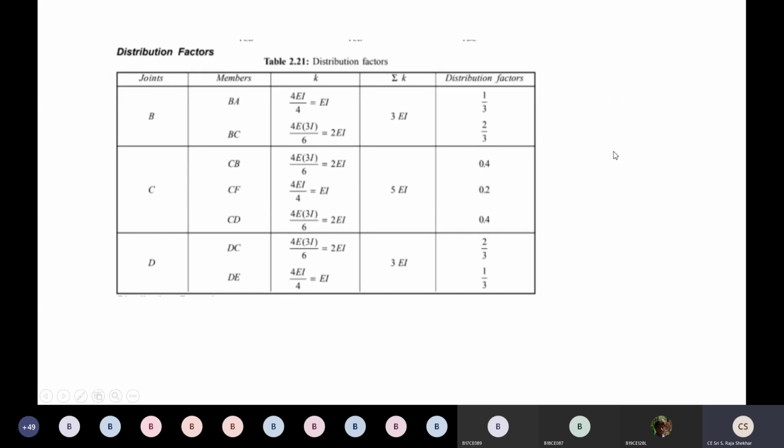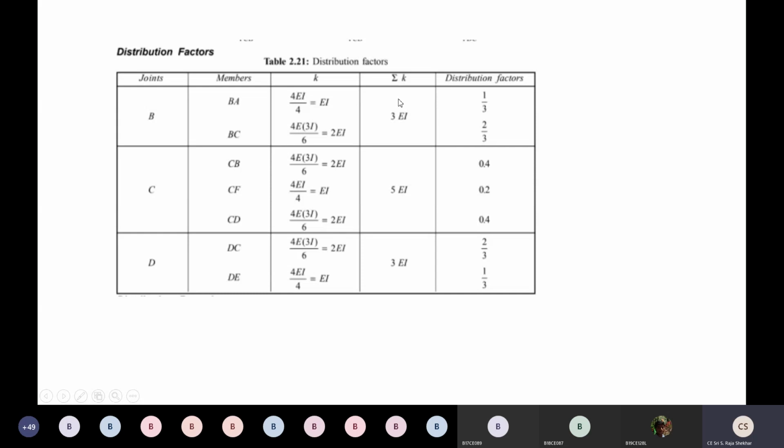How to calculate rotational stiffness? Only formula 4EI by L. From that formula 4EI by L, you can calculate rotational stiffness or stiffness. So 4EI by L for member BA, we are getting stiffness is EI. For member BC, 2EI we are getting.